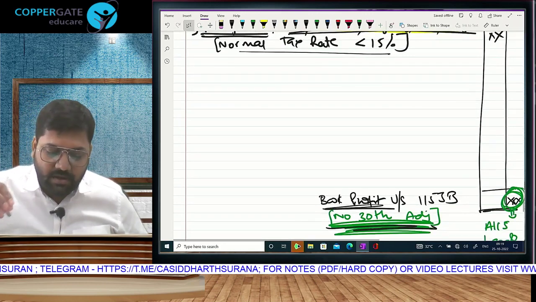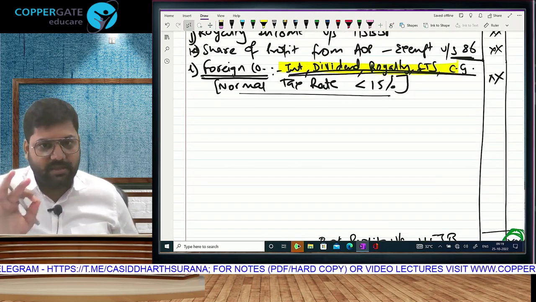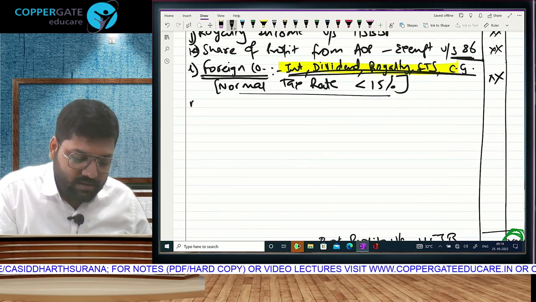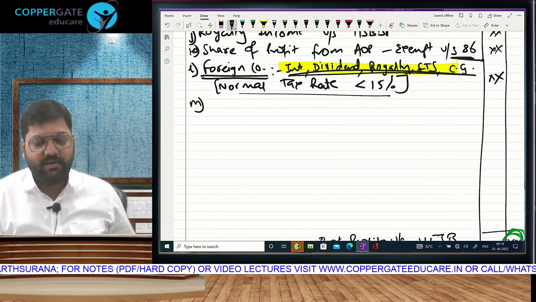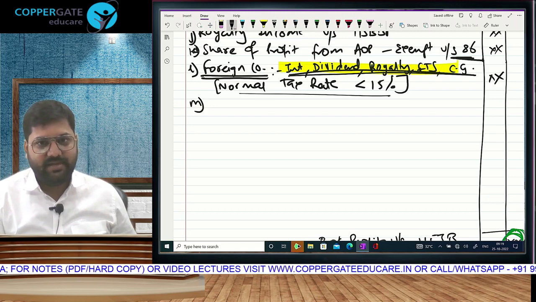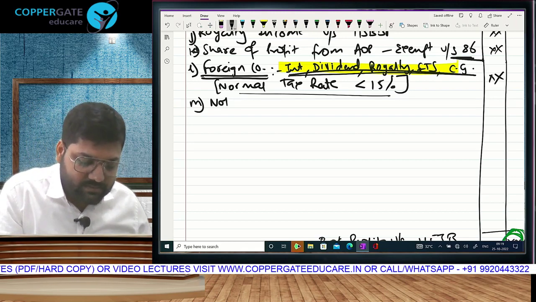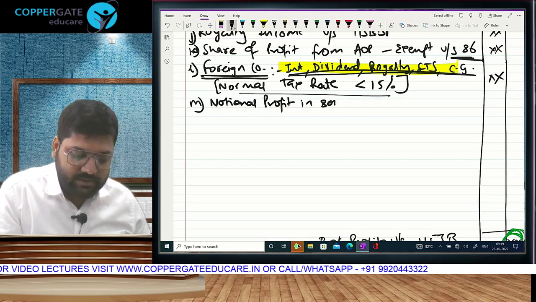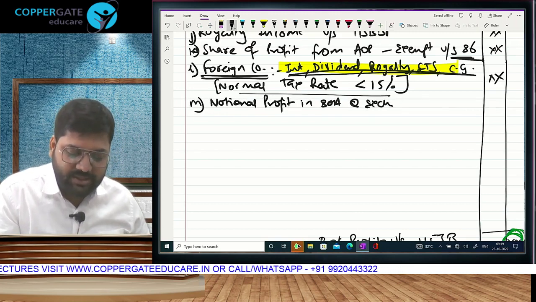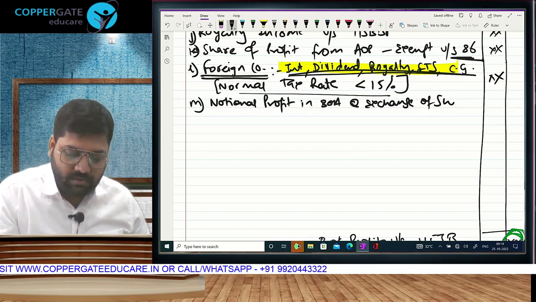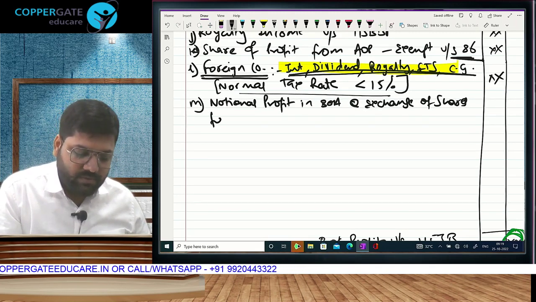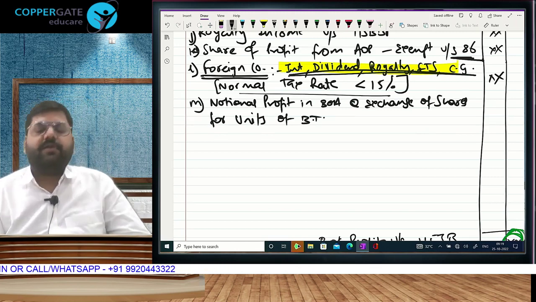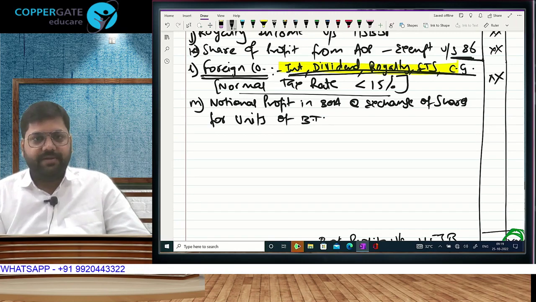Okay? Deep mein you have to understand what is happening. Ekdam focus ke saath you have to understand what is happening. Then only you will follow what is taking place. We are talking about the second last point on the less side. If there is any notional profit in books of accounts at the time of exchange of shares for units of BT.